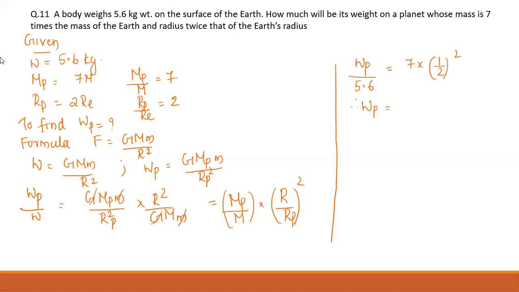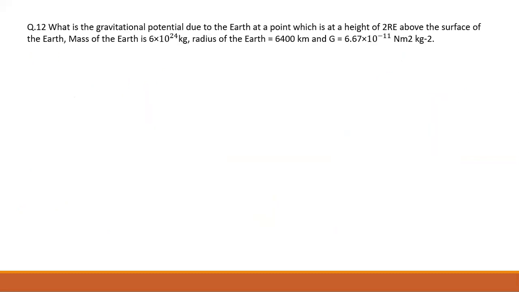On cross multiply we will get Wp, weight of the object on the planet, is equal to 5.6 into 7 into 1 upon 4. This 4 and 5.6 we can cancel. 4 ones are 4, 1.4 will come. 1.4 into 7 is equal to, we will get 9.8 kilogram. So this is the weight on the planet. I hope it is clear to you. Let us solve the next question.